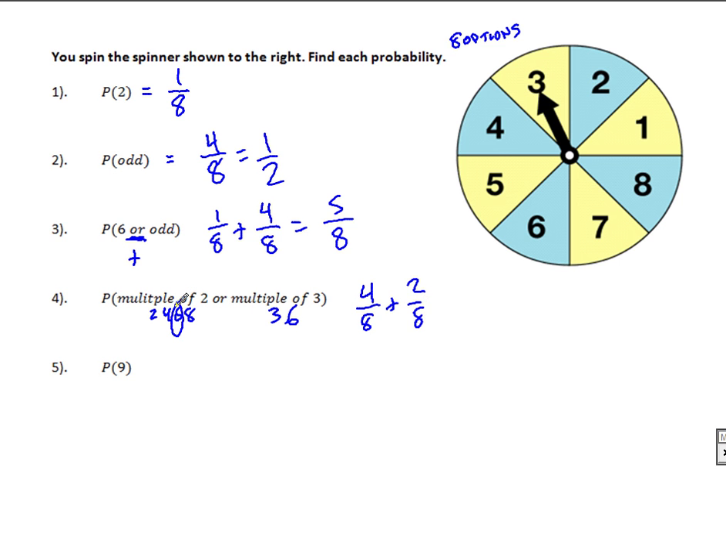However, notice what I have here. I have 6 listed twice. So really the only numbers I have are 2, 4, 6, 8, and 3. So it should only be 5 out of 8, because really I can't count that 6 the second time. So 4 out of 8 plus 1 out of 8 gives me 5 out of 8. And the last one, probability of getting a 9. Well, there is no 9 out there. So 0 out of 8, or just 0.